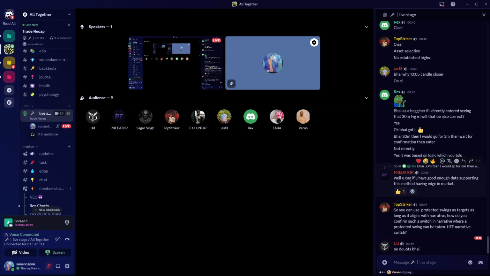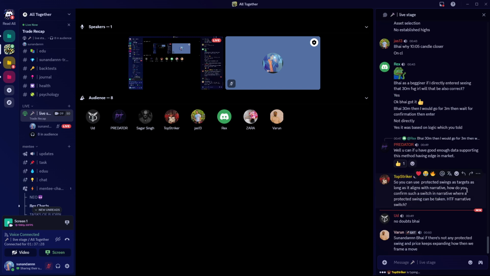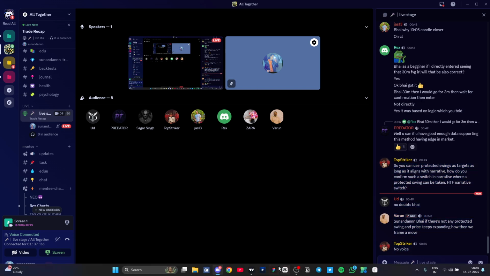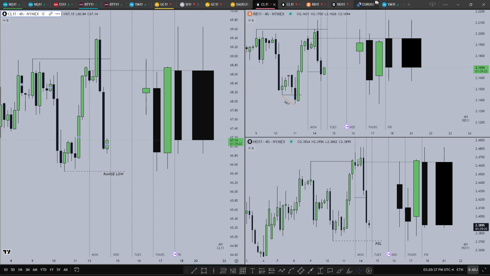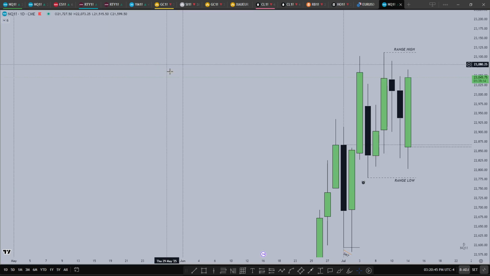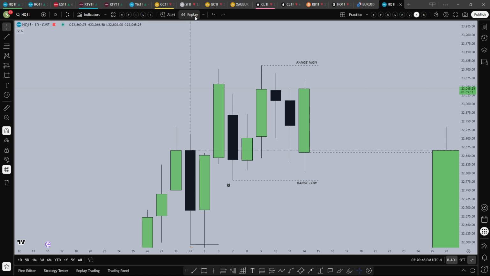I hope your doubt is answered now, right? If it is still not answered, you can tell me what problem you are facing. You can use protected swings as targets. Like, you may be viewing it in a wrong way. Protected swing till when? See, I just explained this 10-15 minutes ago.